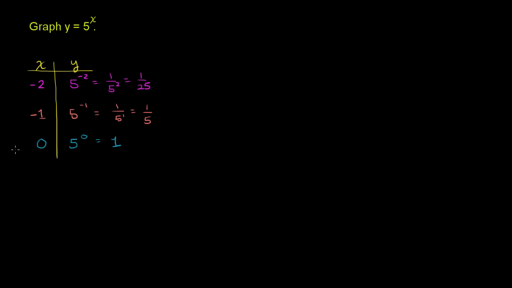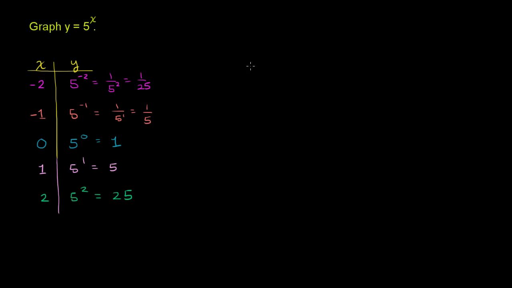And then finally we have, well actually let's try a couple more points here. Let me extend this table a little bit further. Let's try out x is equal to 1. Then y is 5 to the first power, which is just equal to 5. And let's do one last value over here. Let's see what happens when x is equal to 2. Then y is 5 squared, 5 to the second power, which is just equal to 25. And now we can plot it to see how this actually looks.